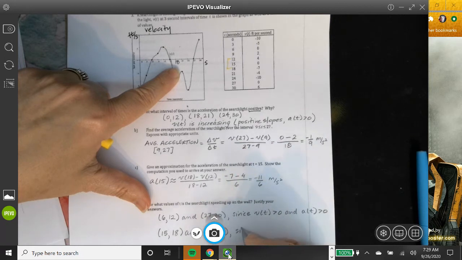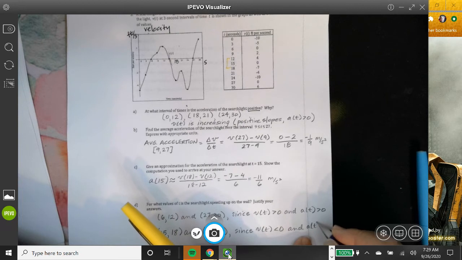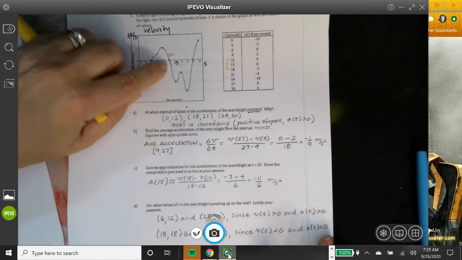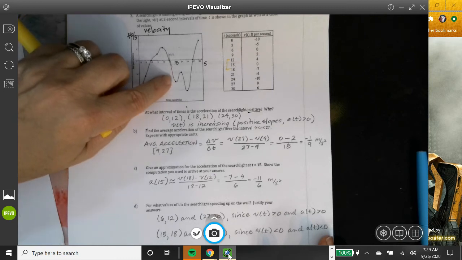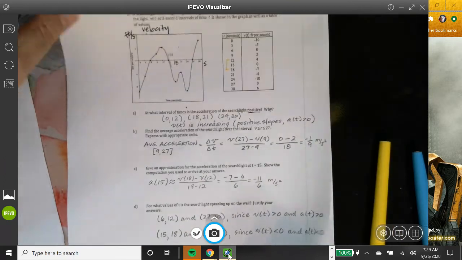Since v of t is less than 0 and a of t is less than 0, the velocity values are negative and the slopes are negative. Okay, all right, that's a good one.